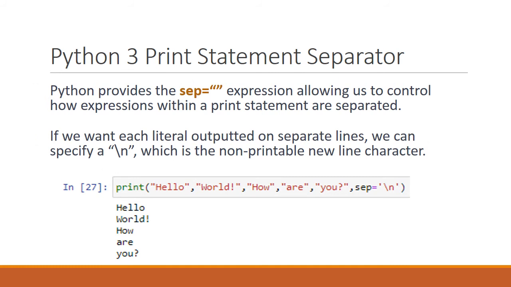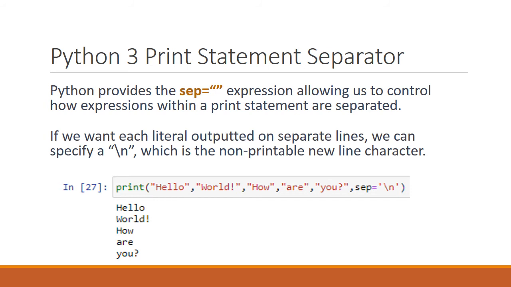Python provides the separator expression sep equals and then an expression in double quotes. And this allows us to control how the expressions within a print statement are separated. If we want each literal outputted on a separate line, we can use the \n, which is a non-printable character representing a new line, as our separator.